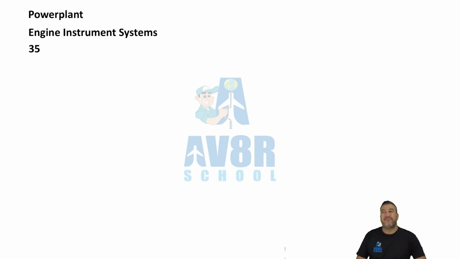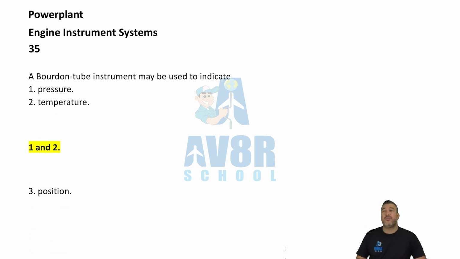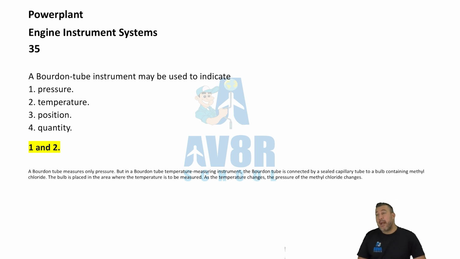All right? Number 35, 1 and 2. So a Bourdon tube instrument may be used to indicate pressure and temperature. Pressure and temperature. All right, 1 and 2. A Bourdon tube instrument may be used to indicate pressure and temperature.